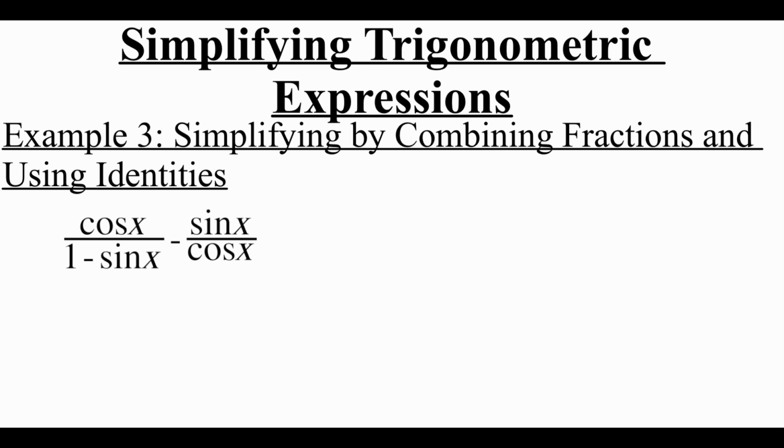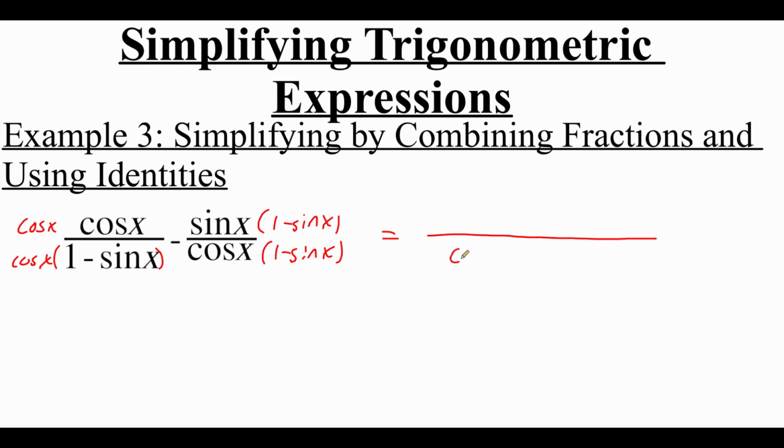So I'm looking at this 1 minus the sine of x and this cosine of x that's showing up in our denominators. And what we're going to do is multiply each fraction by the other one's denominator to help us get common denominators. So on the left, I'm going to multiply top and bottom by the cosine of x. And on the right, I'm going to multiply top and bottom by 1 minus the sine of x. So what that's going to do is get us fractions with common denominators of the cosine of x times 1 minus the sine of x.